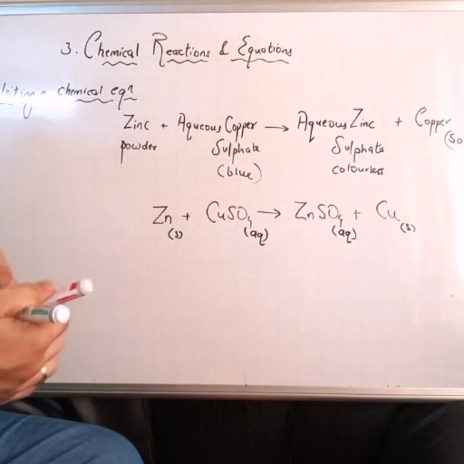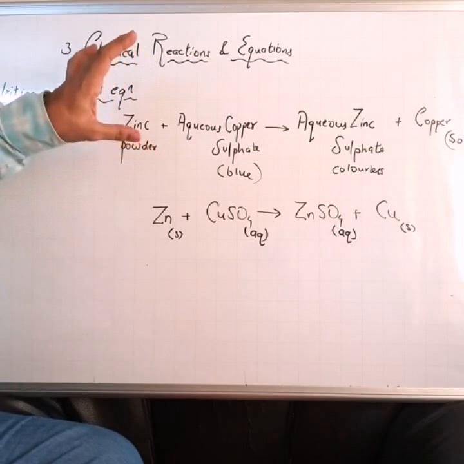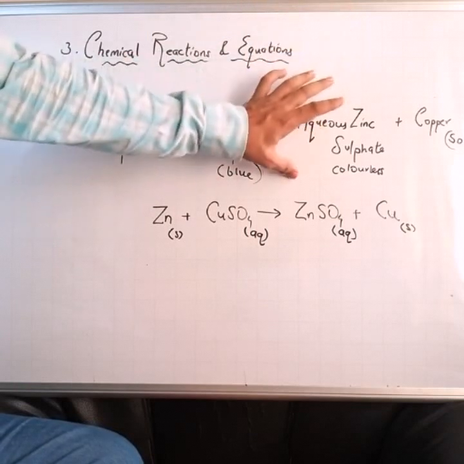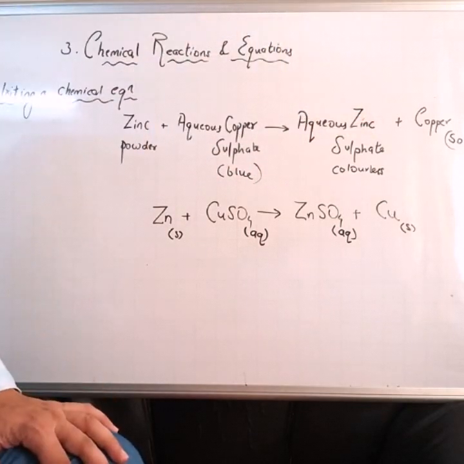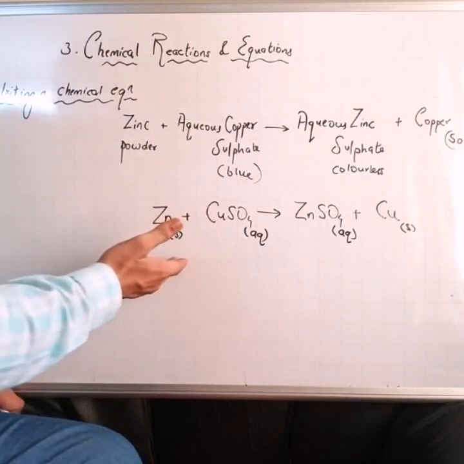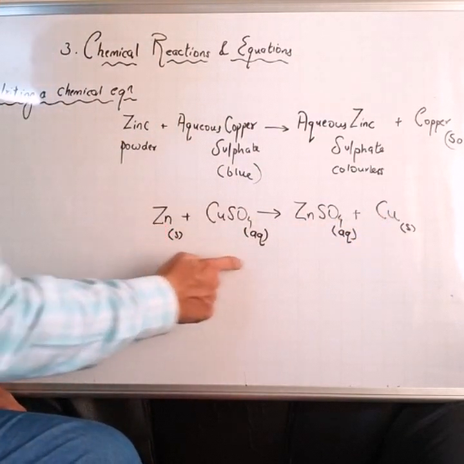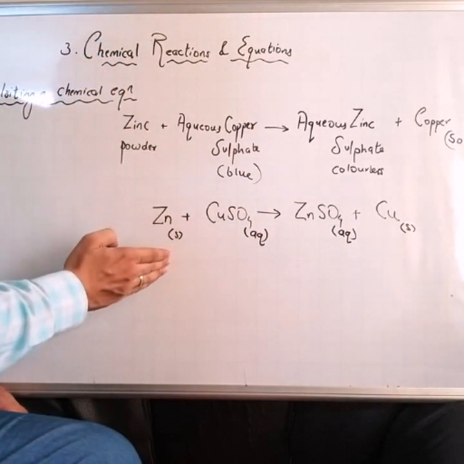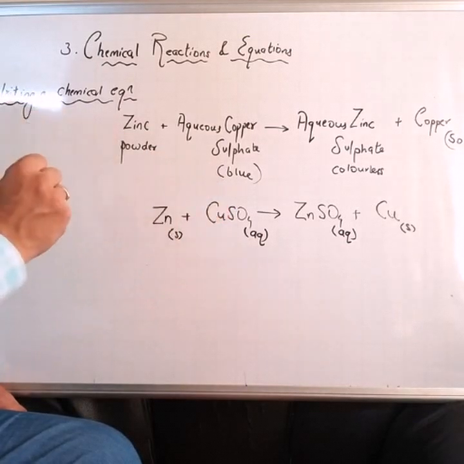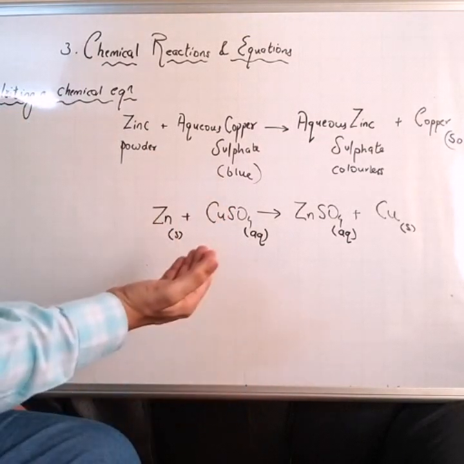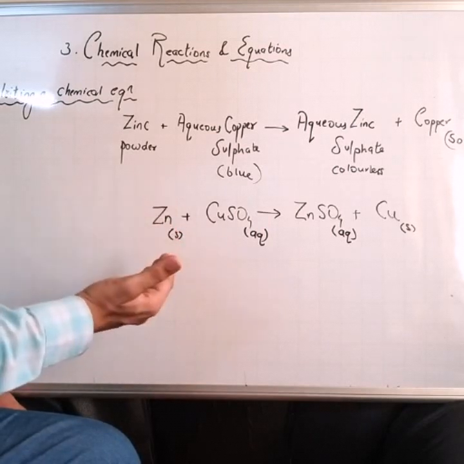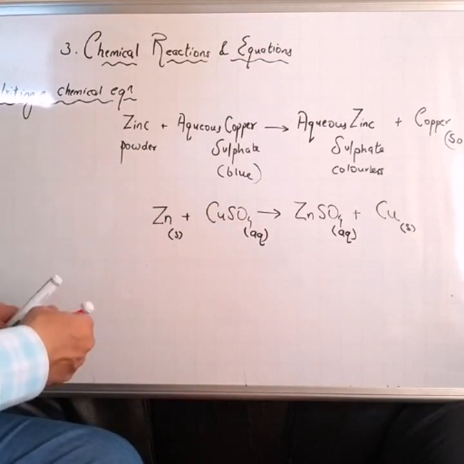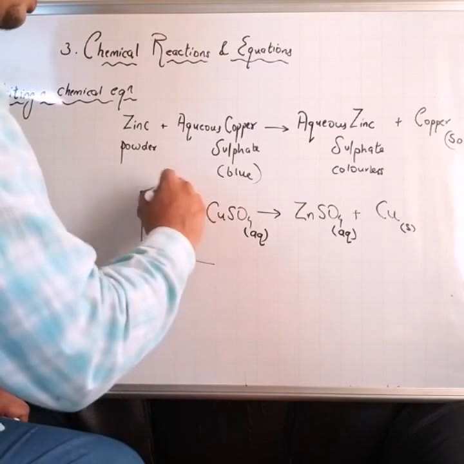So the reaction, if I say in words, is: zinc powder added to aqueous copper sulfate solution gives aqueous zinc sulfate solution and copper in solid form. But the same thing I can write in a very short manner. Okay, and this is nothing but a chemical equation. As I discussed, a chemical equation is a symbolic representation of a chemical reaction, making use of chemical formulas and symbols for reactants and products. This is nothing but our chemical equation. Understood?